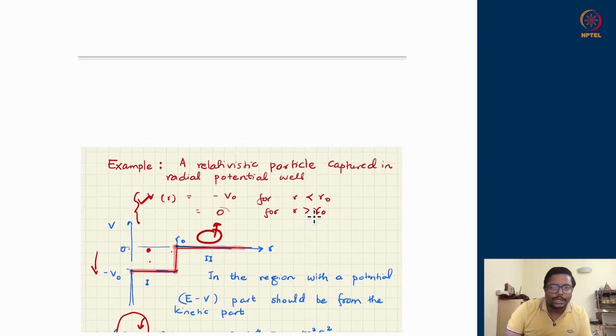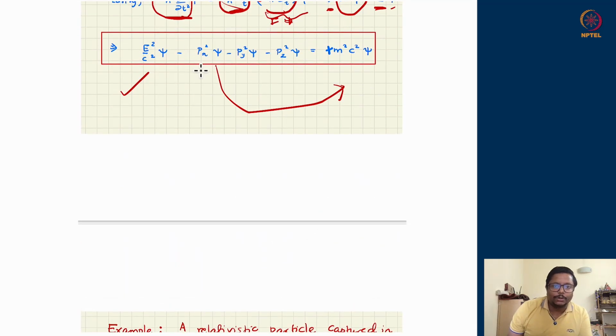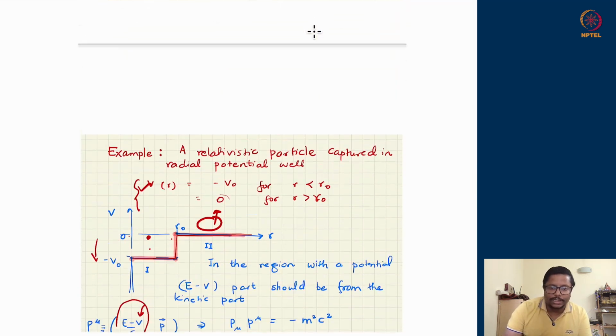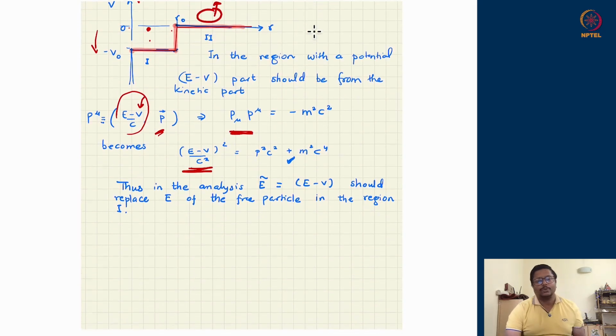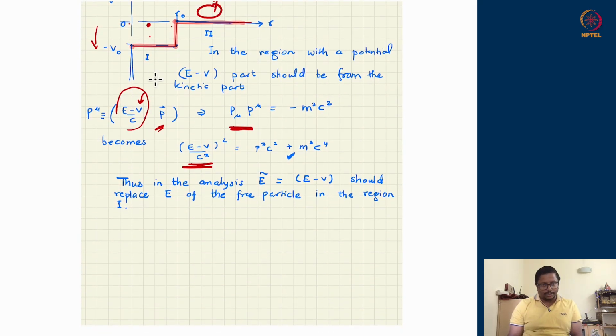So therefore, I took the square of the P operator to the right hand side. It added to the m square C square already present over there. And the left hand side would be left with P0 only. And in region 1, P0 is E minus V. So therefore, the equation which I have to solve is E minus V whole square divided by C square is equal to P square plus m square C square, that is, P square C square plus m square C4. This is the effective momentum-energy relation for region 1.